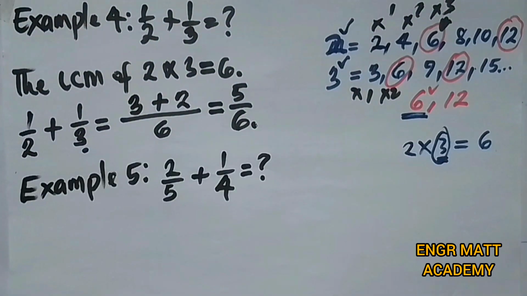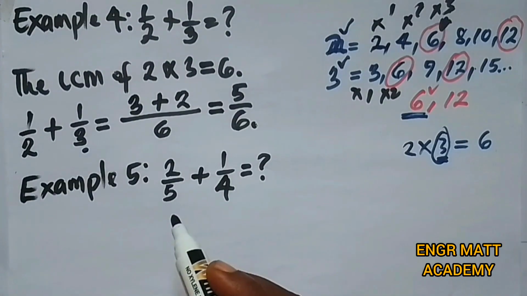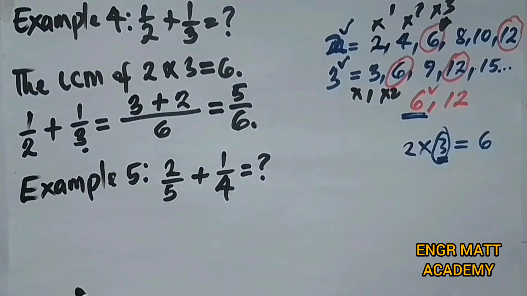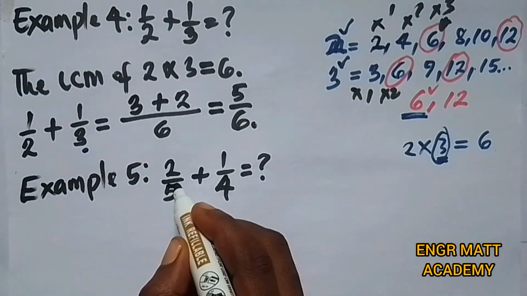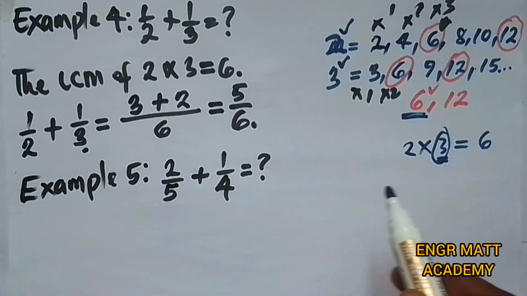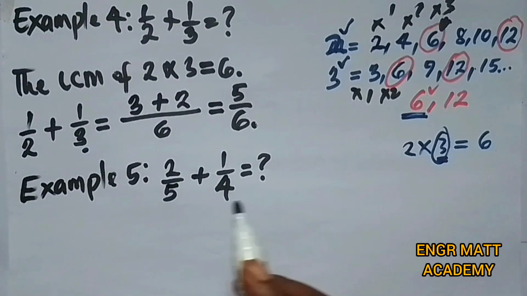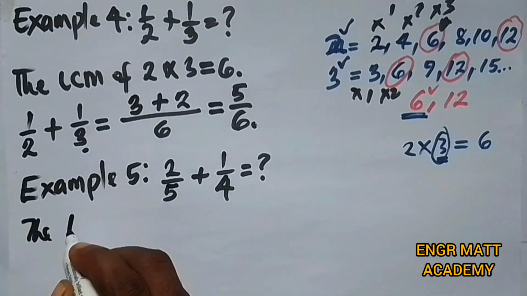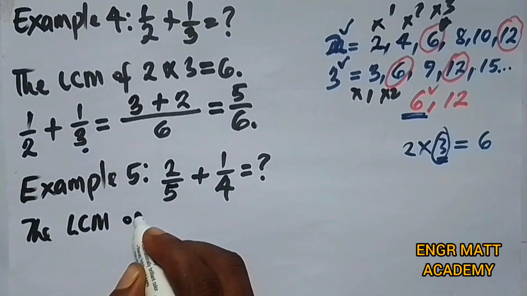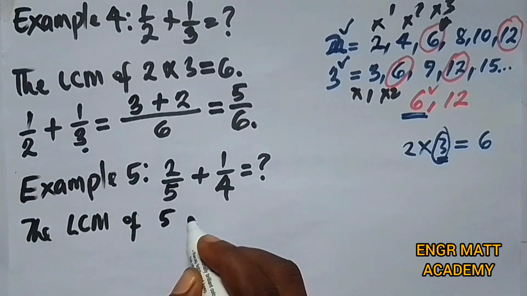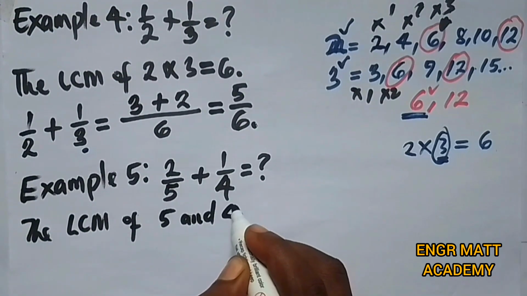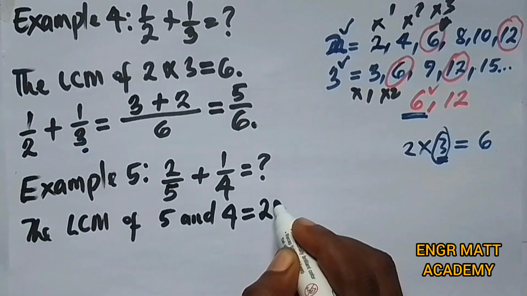Now let's do this. Remember, the denominators are not the same, so the process is the same as the previous example, where we need to find the LCM of the denominators. Why are we doing that? Because they are not the same. 5 is different from 4. Therefore, we don't stick with the denominators. We look for their LCM. The LCM of 5 and 4 is equal to 20.